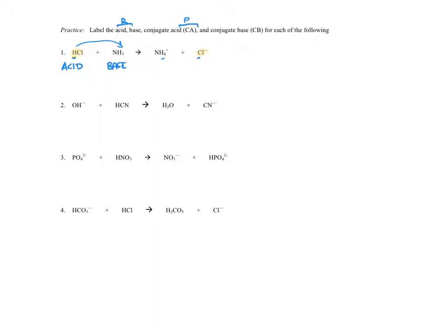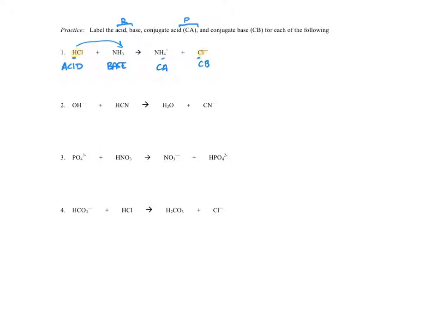And then as far as the conjugates go, remember, an acid has a conjugate base. Think opposite. A base has a conjugate acid. So the conjugate base is the one left over after the H left, which is the Cl minus, and the conjugate acid is what's left after the H has been added. So remember, where did the H go? That's the question you're going to ask yourself.